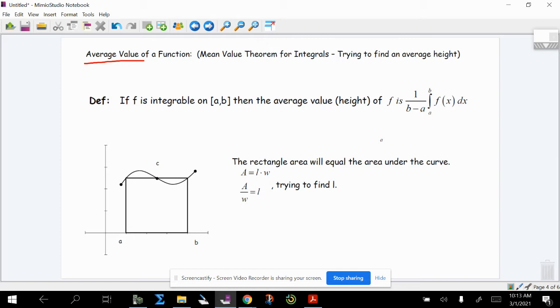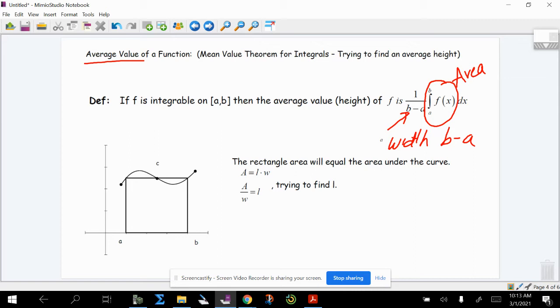So we have a definition for how we find it. Essentially, what you're doing is you're finding the area under the curve because that's what the integral from a to b of f of x is. And then you're dividing it by the width of the interval. That's what b minus a is. So think about it in terms of basic geometry.